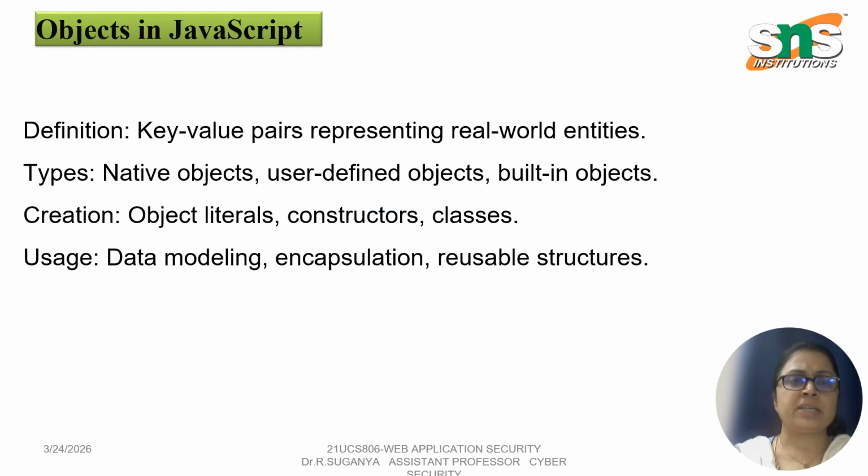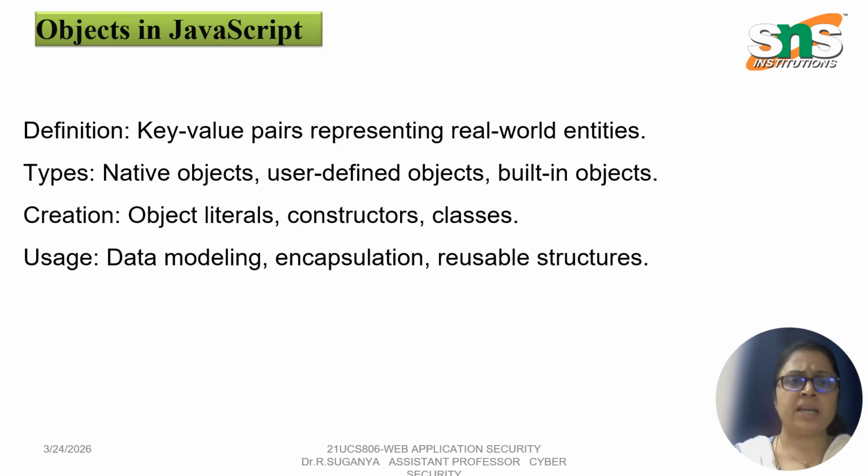Today we are going to see about the objects in JavaScript. So what is an object? It is a key-value pair which represents real-world entities. There are many types of objects. In a real-time environment like a classroom, we can say objects are chairs, desk, fan, board, projectors, smart board. So these are all objects.